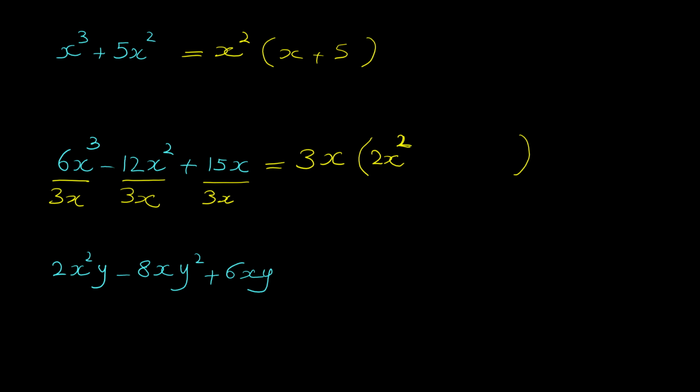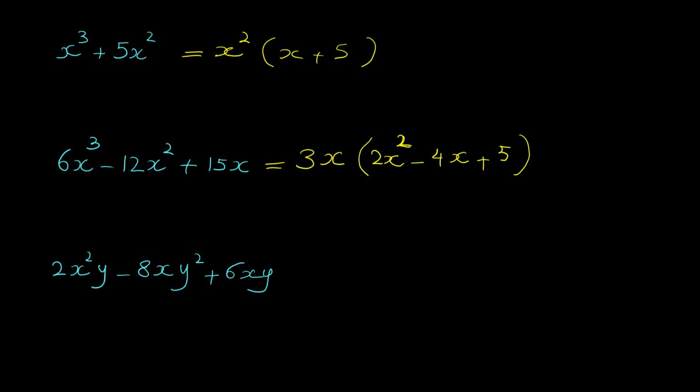12x to the 2 divided by 3x: 12 divided by 3 is 4, and x to the 2 divided by x is x. So we have minus 4x. 15x divided by 3x, x with x cancels, 15 divided by 3 is 5, so plus 5. And this is the factored form of this expression here. Look at the next example.